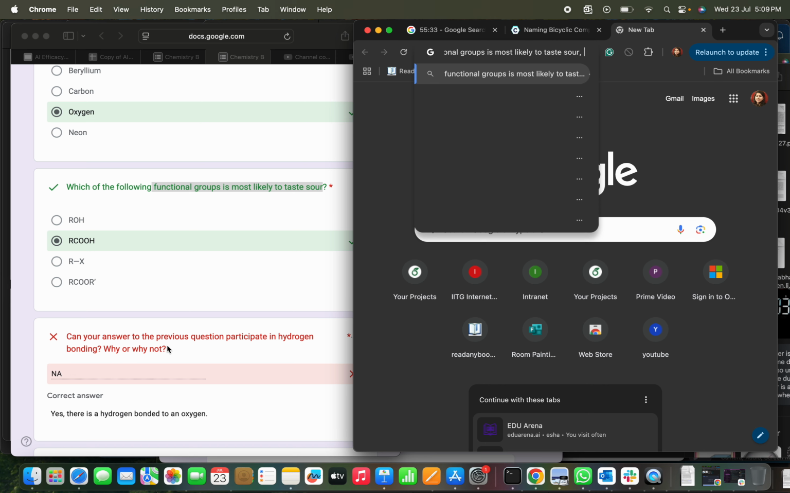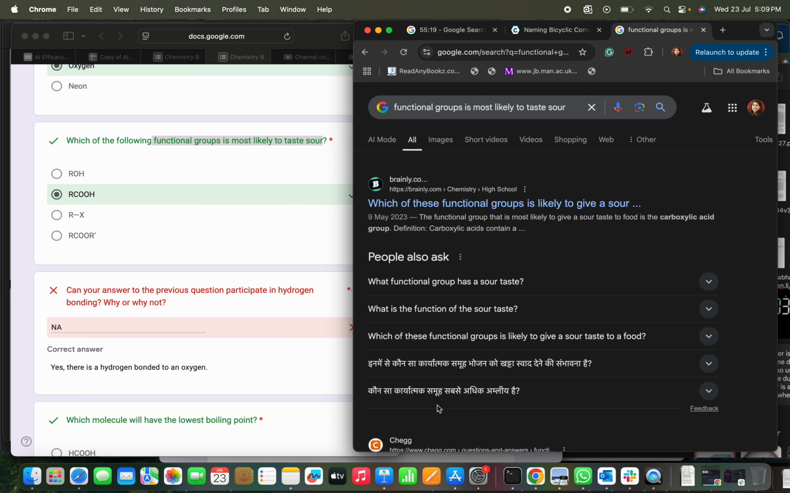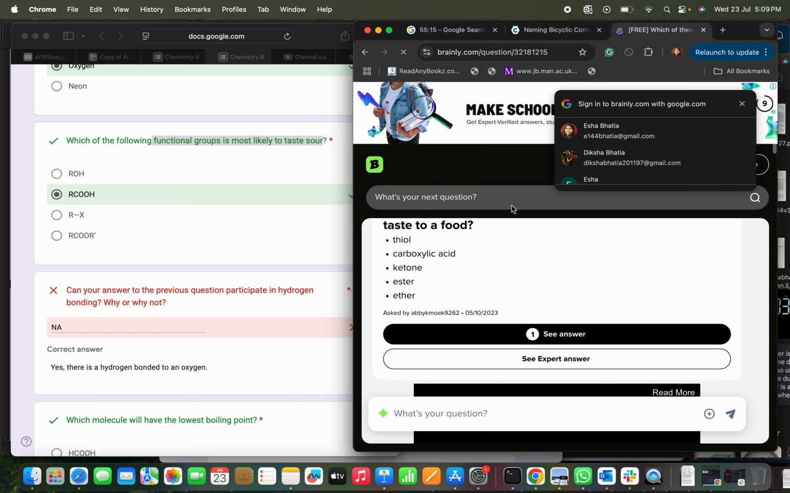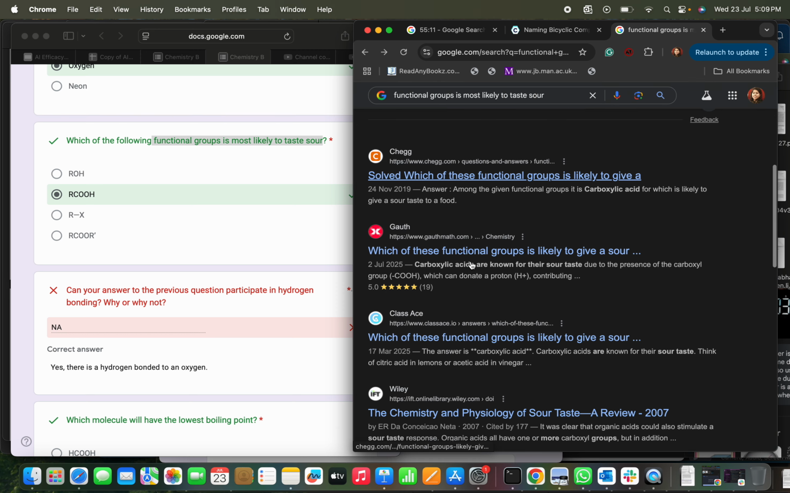Can you answer, which is the previous participant in hydrogen bonding? Alright, this was pretty straightforward. I guess the question asked whether this group, what I would like to know is carboxylic acids. Which of the following is the answer? But this is just asking us to give the answer.